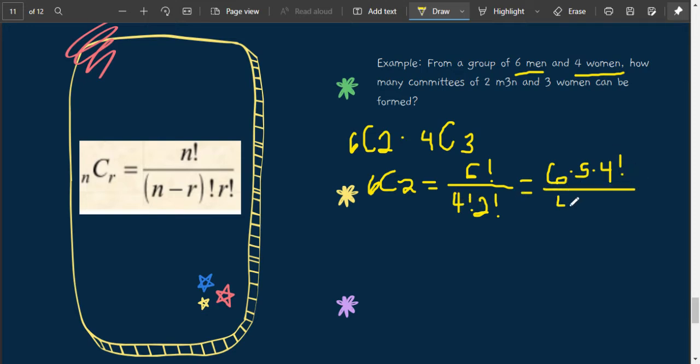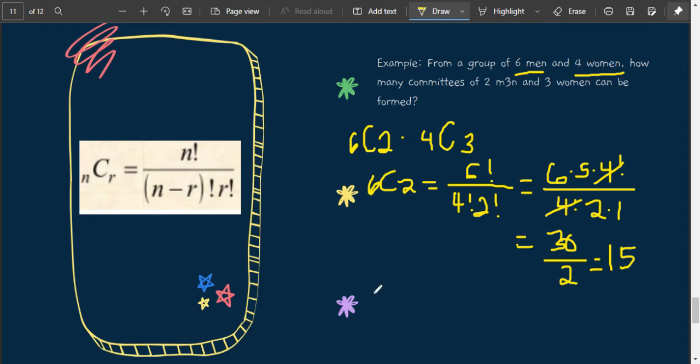Okay? So, 4 factorial. Tapos, expand mo na rin yung 2 factorial. So, that will become 2 times 1. So, pwede na i-cancel to, i-cancel to. So, 6 times 5 is 30. What is 2 times 1? 2 times 1 is 2. So, 30 divided by 2 is equal to 15. Tama ba? So, yan yung 6C2.